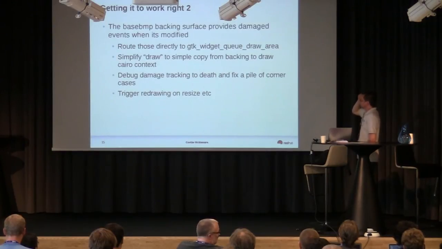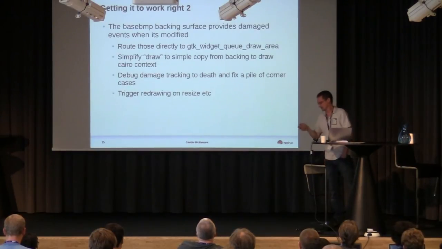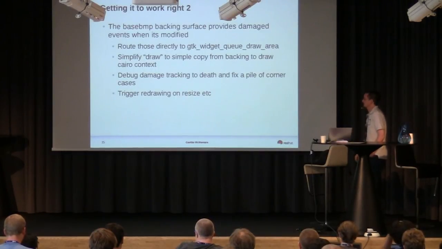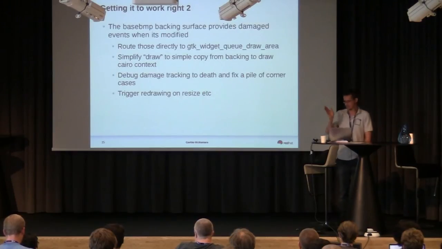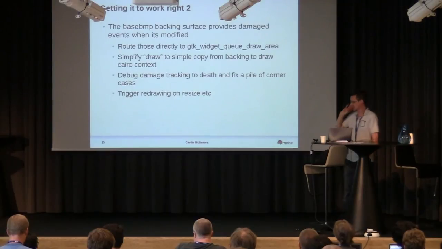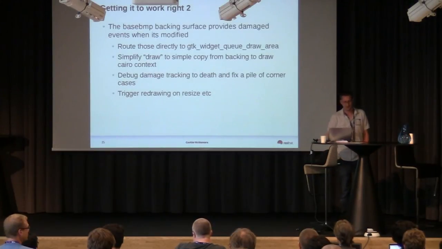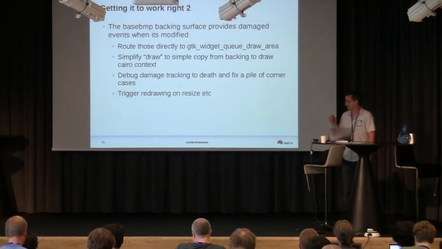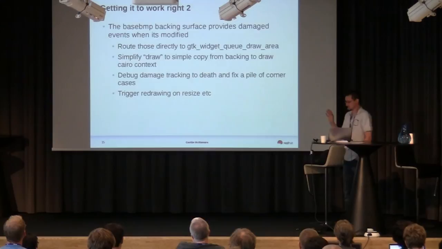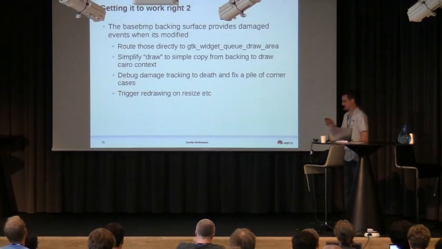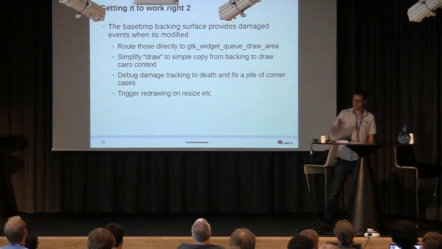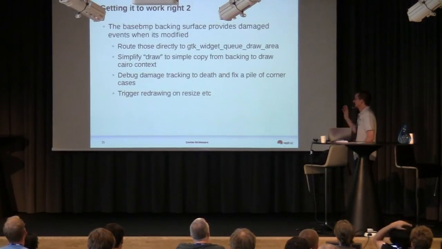The idea then is that all those damage how you write to the surface and you damage an area, we just directly route that to a QDraw area. And then because of the simplified bitmap buffer I described earlier, we can then just copy that section from our buffer straight to the context that was provided in draw. Problem there then is that we have a whole stack of graphical artifacts all over the screen. The damage tracking is fairly new and just wasn't correct. So again, vast quantities of debugging all the way down there again.